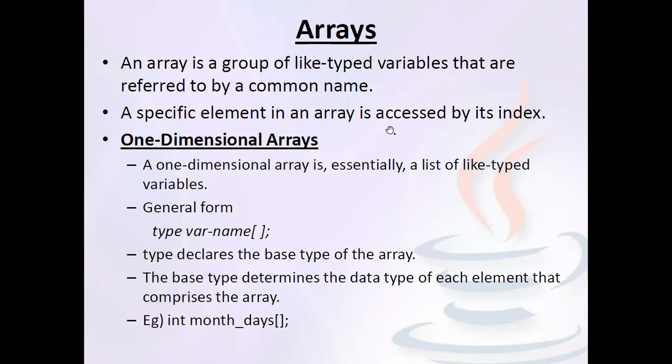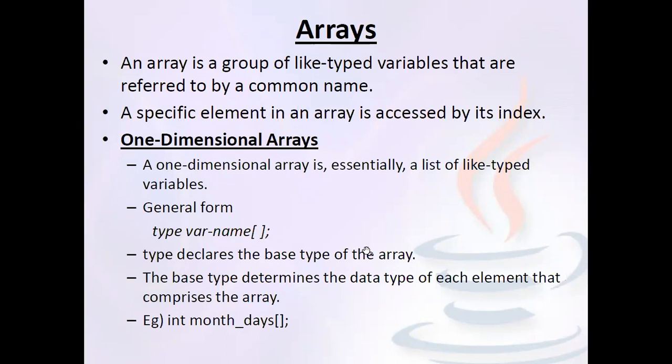A specific element in an array is accessed by its index. So to access a particular element of an array, we have a group, and within the group, if you want to access a particular element of that group, then we need to use its index. So a one-dimensional array is essentially a list of like type variables, or variables of the same type. The general form is type, then the variable name, and then a square bracket. We don't mention anything in the square bracket here.